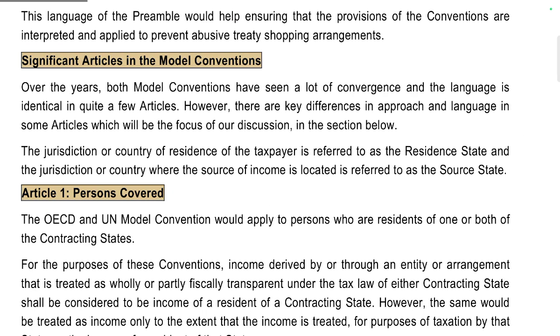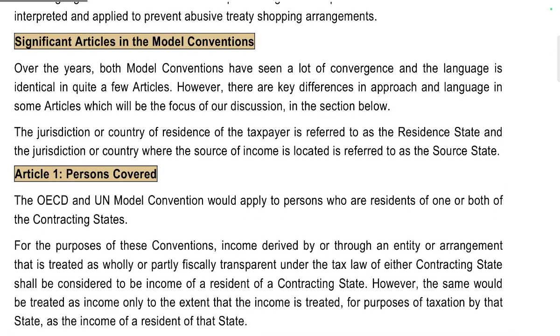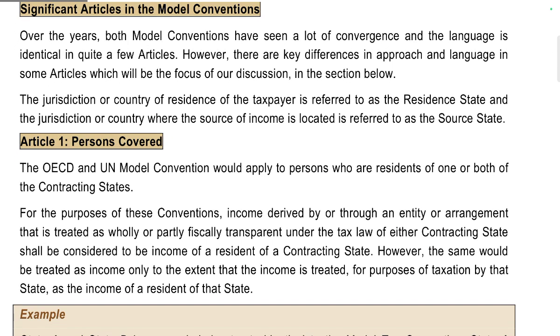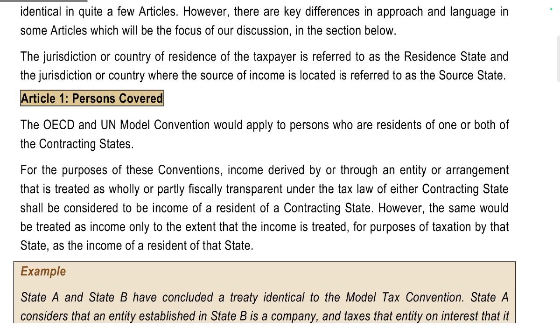Significant articles of the Model Conventions. Over the years, both Model Conventions have tended to converge, and the language is identical in quite a few articles. However, there are key differences in approach and language in some articles, which are the focus of the discussion in the sections below. The jurisdiction of the country of residence of the taxpayer is referred to as the resident state, and the jurisdiction of the country where the source of income is located is referred to as the source state.